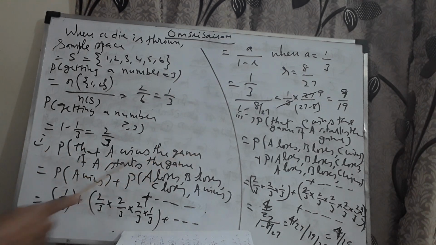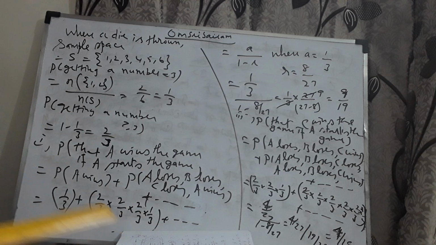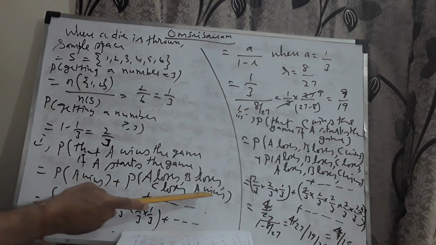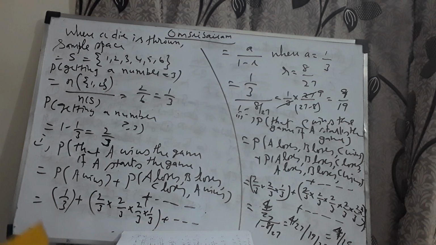Probability that A wins the game, if A starts the game. Who starts the game? That's very important. Here A may win in his first attempt itself. Then B and C will not even get a chance to throw the die. A wins in his first attempt, or A loses, B loses, C loses, A wins. That is, A wins in the second attempt, and so on. It goes further. I have no idea when A is going to win.